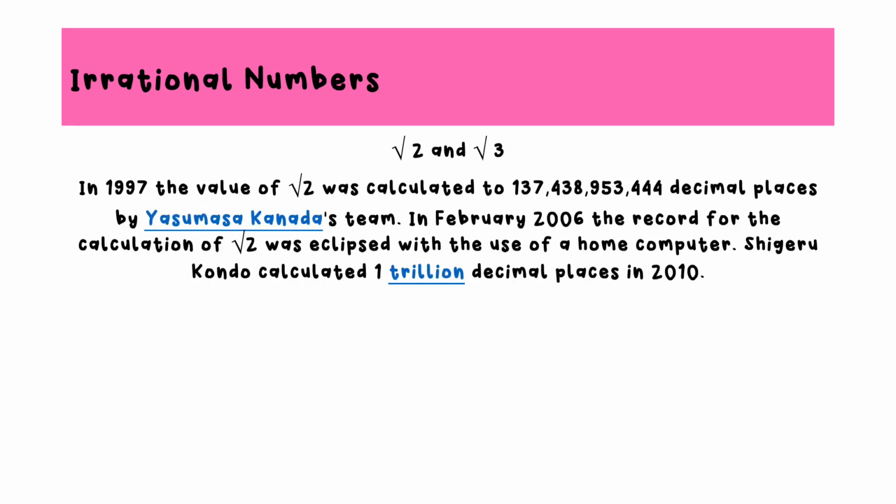Another example is the square root of the numbers 2 and 3. Did you know that in 1997, the value of the square root of 2 was calculated to about 137 billion decimal places? In February 2006, the record for the calculation of the square root of 2 was eclipsed with the use of a home computer. Mr. Kondo collected 1 trillion decimal places in 2010.